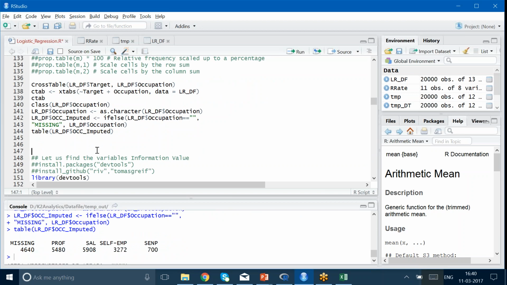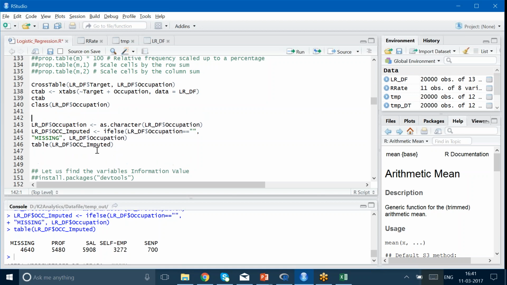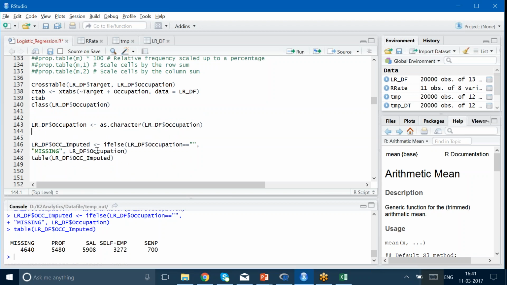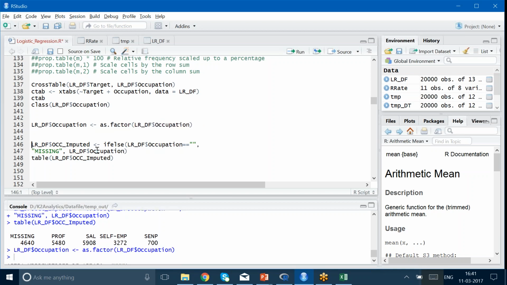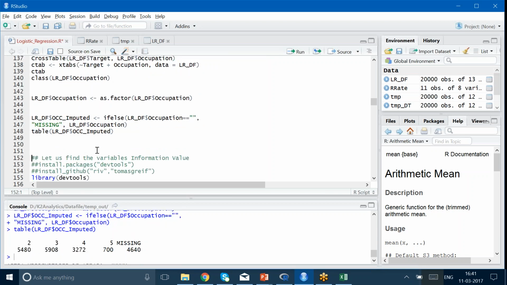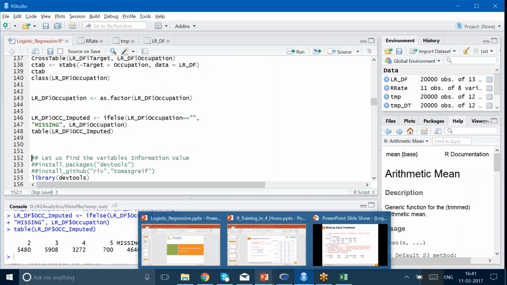The class should be character. If the class is a factor, assume the class is a factor, let me show what the problem will be. Here I have done this conversion. Let me run this again, as.factor. Now it is a factor. Now let me run this logic. This is the kind of output we'll get.